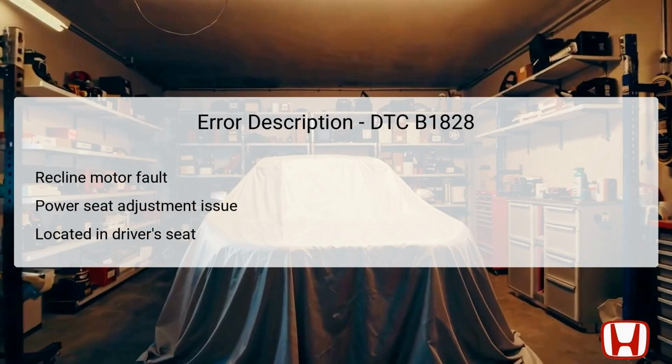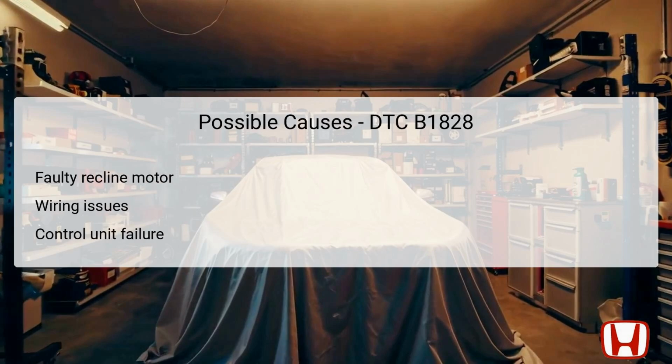This highlights the importance of the recline motor's role, not just in comfort, but also in ensuring the seat functions correctly and safely. Several factors can lead to the occurrence of DTC B1828. First, a faulty recline motor itself could be at fault. If the motor has internal issues or mechanical failures, it wouldn't operate properly.